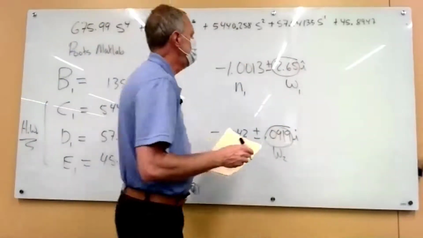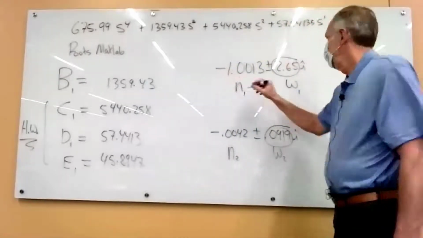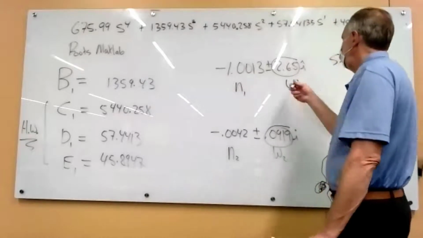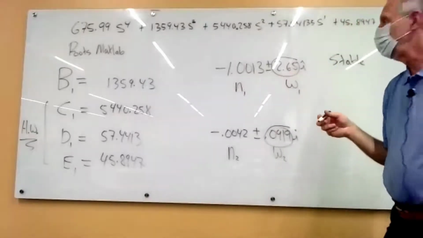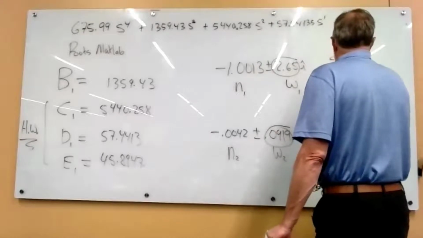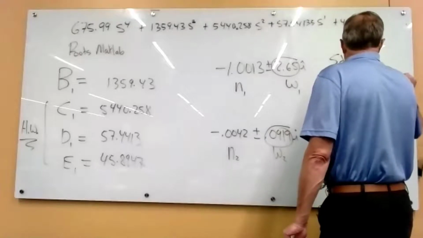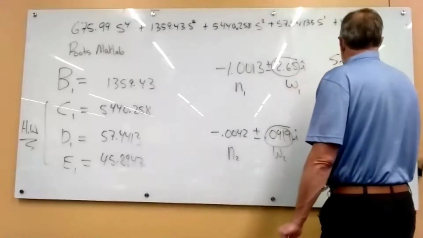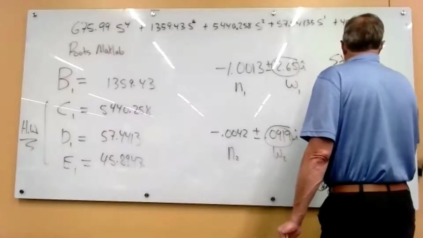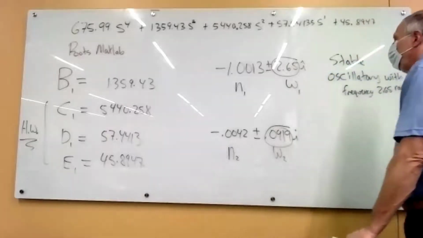So what does this mean? This means we look at the real part and we go, oh, negative. So it's stable. And we say, okay, it's got an imaginary part, so it oscillates. What's the frequency? Omega. 2.65 radians per second.